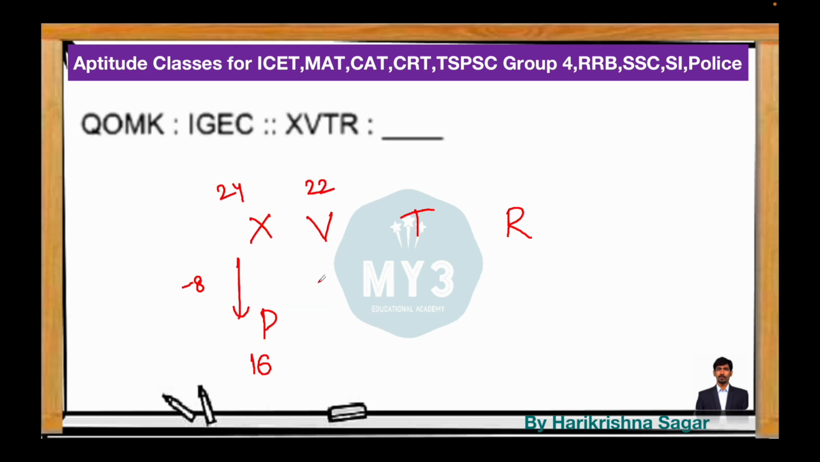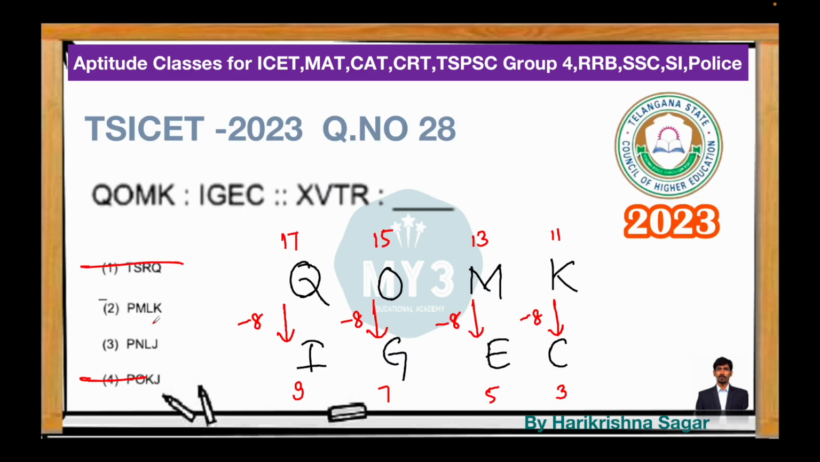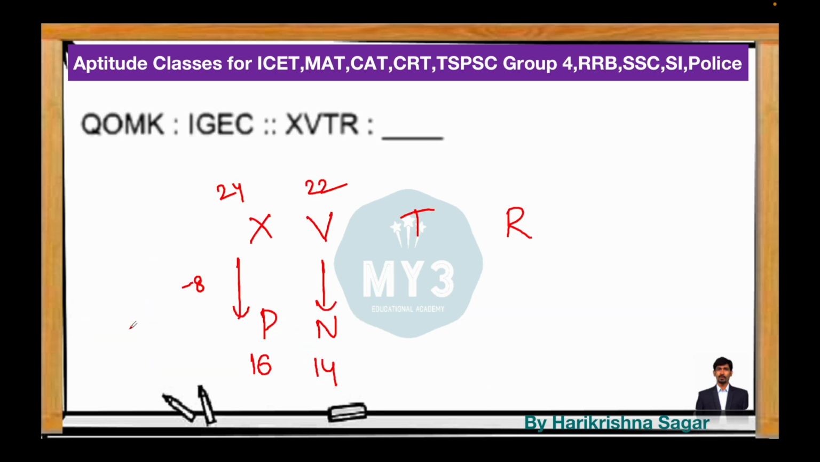B is 22. If you decrease 22 by 8, what will be the value? It will be 14. That means the answer should start with PN. So you look at the options. Option 2 and option 4 are eliminated. The only option starting with PN is option 3. Mark it as the answer choice. No need to solve further.